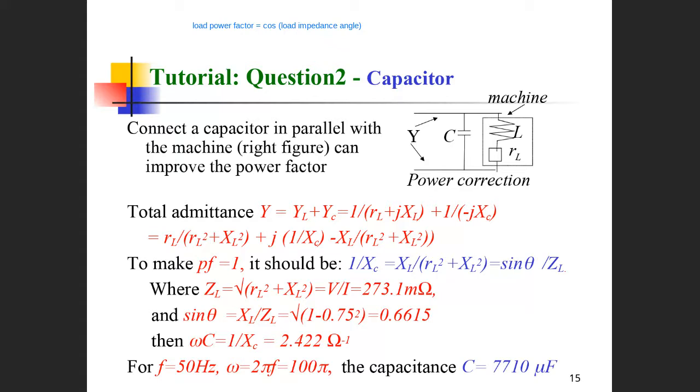Total system power factor is the cosine of the total system impedance. Okay.